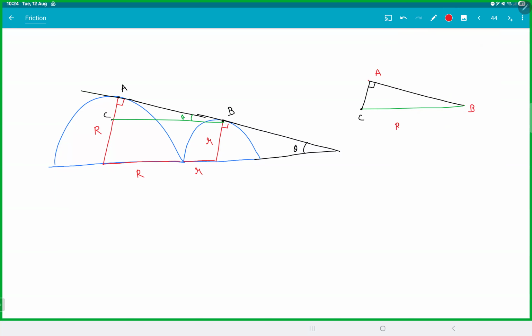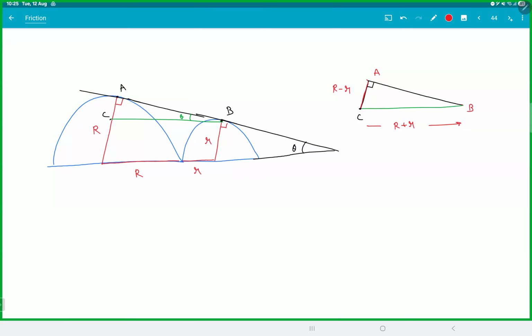this length will be R plus r. This length will be R minus r, isn't it? That length is R minus r. This difference in radius will be R minus r. Sure, everyone? And this is theta. So here what we got is sine theta. Sine theta is R minus r by R plus r. It's not tan theta. Clear? And then you're done. And we know tan theta is equal to mu.